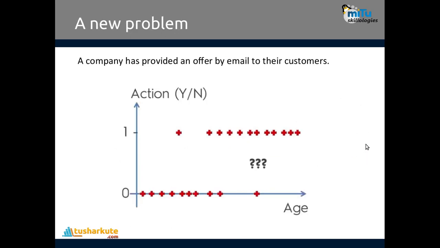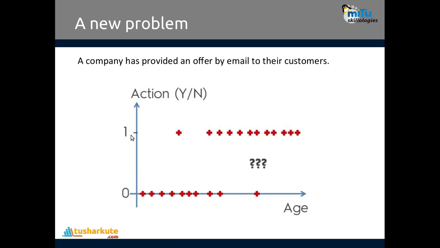Now let's have a new problem. A company has provided an offer by email to their customers, and whether a particular customer has taken this offer or not is presented by this graph. On the x side we have the age of the customer, on the y side the action taken. Action means whether the customer has purchased this particular item or not.